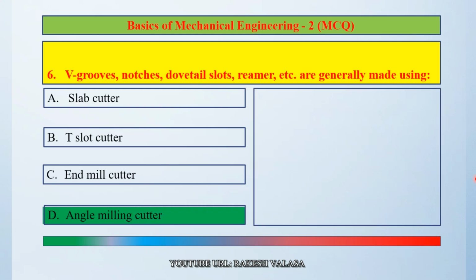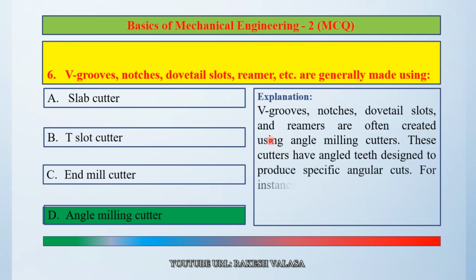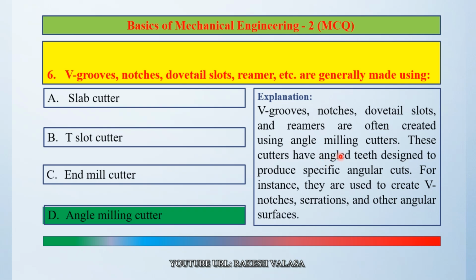Let us see the explanation. V grooves, notches, dovetail slots and reamers are often created using angle milling cutters. These cutters have angled teeth designed to produce specific angular cuts. For instance, they are used to create V notches, serrations and other angular surfaces. So the correct answer is option D, angle milling cutter.